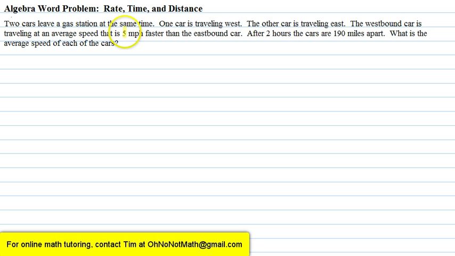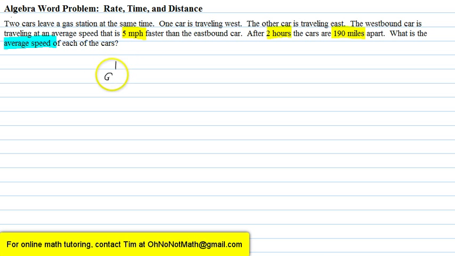Okay, we have the westbound car traveling at an average speed that is 5 miles per hour faster than the eastbound car, so that's key. We know they're traveling for 2 hours. They've traveled for 190 miles, and we know that we're being asked for the average speed of each of the cars. So let's start by drawing a sketch just to get a better picture of what's going on.